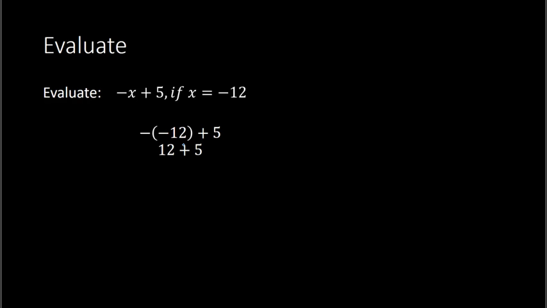Now here you're told to evaluate, where you have to plug in different numbers in place of the variables. Here we're given negative x plus 5, and you are told to evaluate if x equals negative 12. So what I do is, in place of the x, I put in a negative 12. So I have the minus in the front, so minus negative 12, and then plus 5. So the opposite of negative 12 would be positive 12. So we have positive 12 plus 5, which is equal to 17. So the two negatives are making a positive.